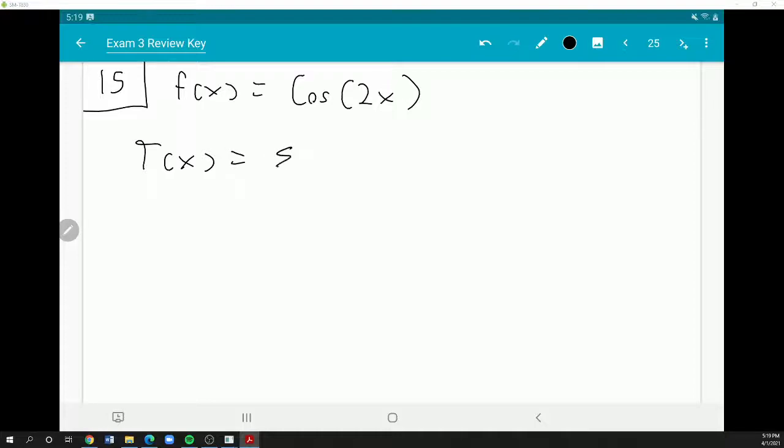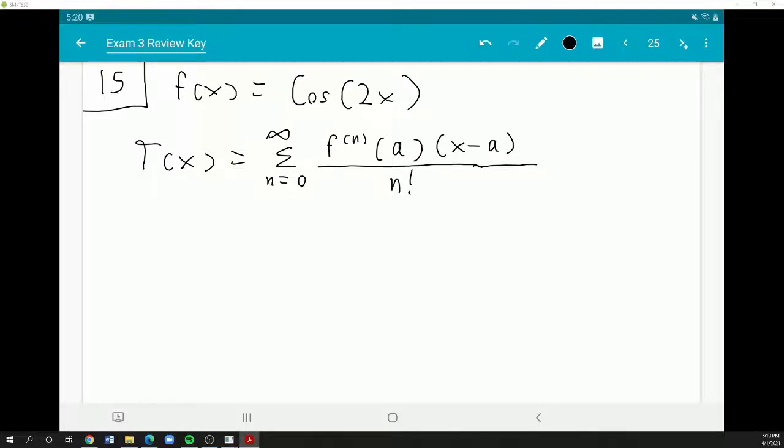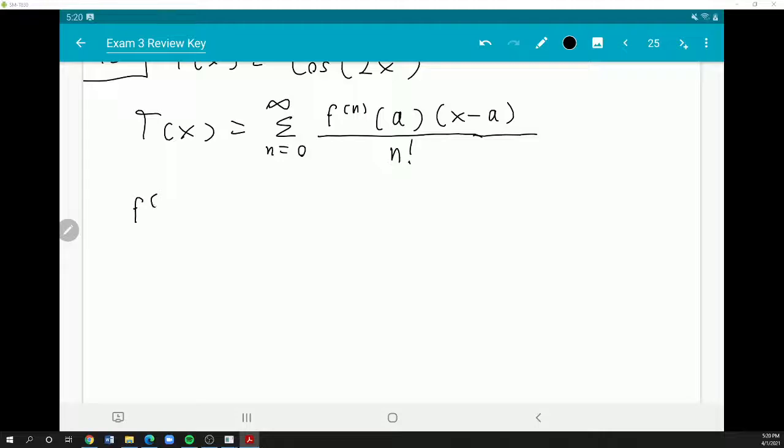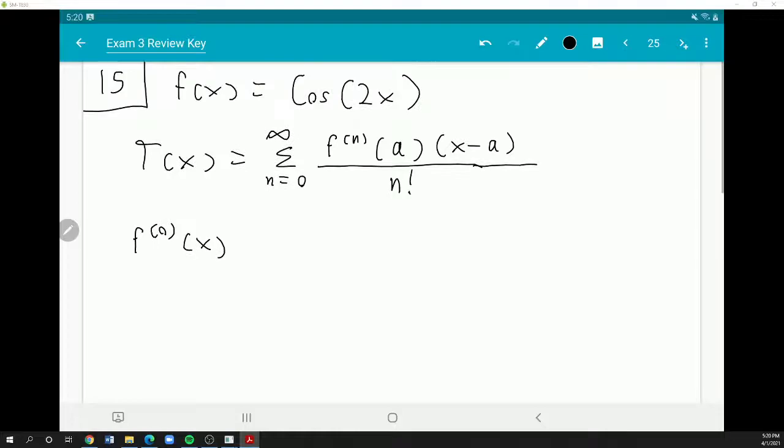For any function, it's the sum from n equals 0 to infinity of the nth derivative at a, times x minus a to the n, divided by n factorial. That's the definition of a Taylor series. We only need the first four terms though, so we only need up to the third derivative. Also, what are we given? A equals pi.